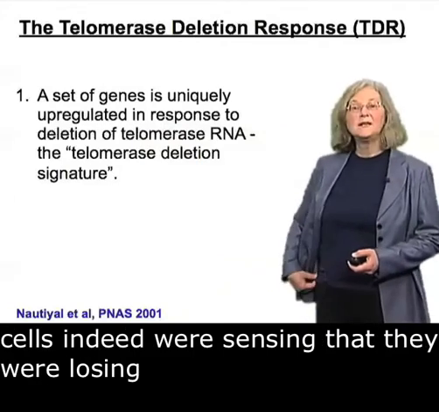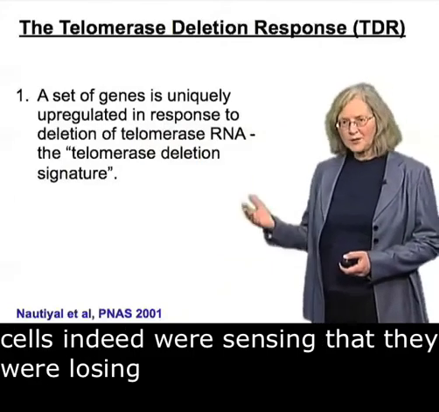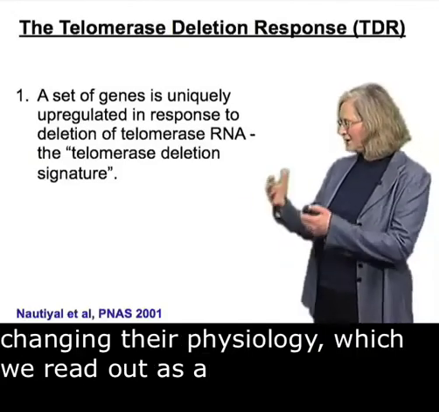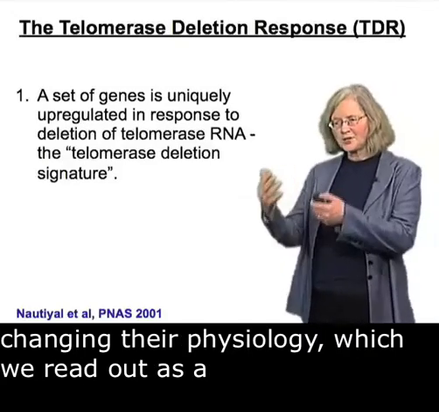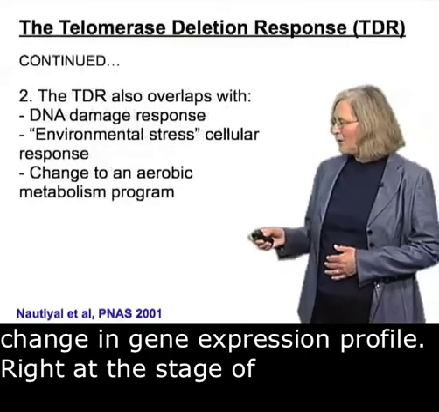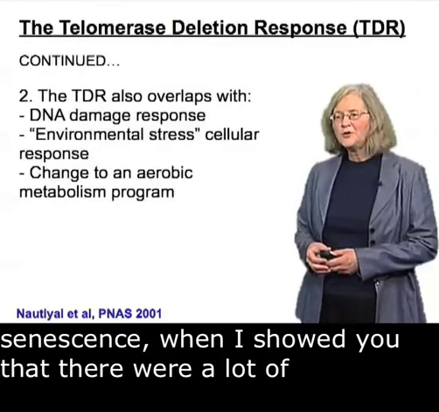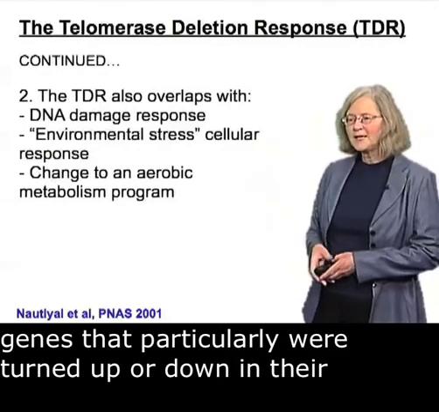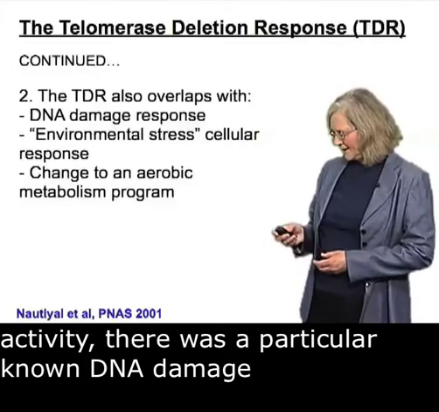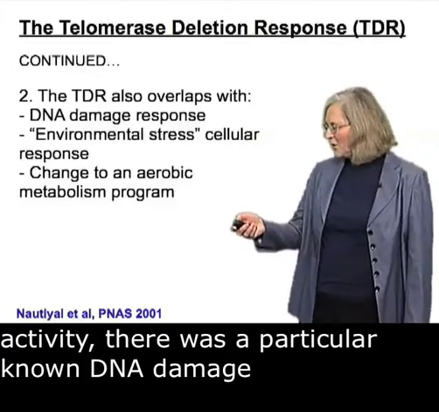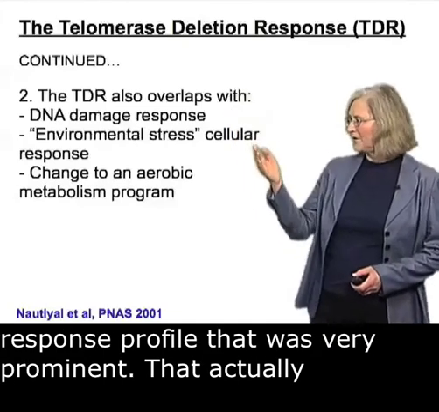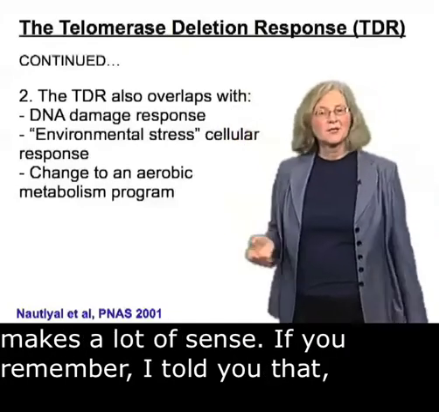So the cells indeed were sensing that they were losing telomerase, and they responded in a particular way by changing their physiology, which we read out as a change in gene expression profile. Right at the stage of senescence, when I showed you that there were a lot of genes that particularly were turned up or down in their activity, there was a particular known DNA damage response profile that was very prominent. That actually makes a lot of sense.